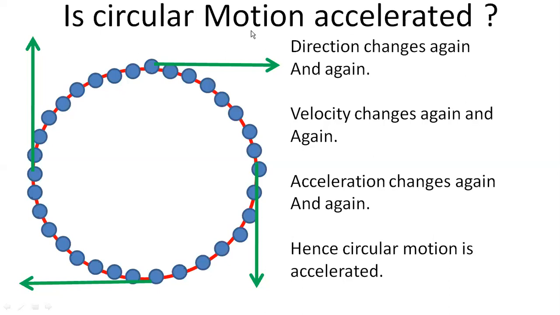Give me response in chat box. What should be the answer? Out of all the three, magnitude, direction, or magnitude plus direction, what should be changed so as to get acceleration in circular motion?